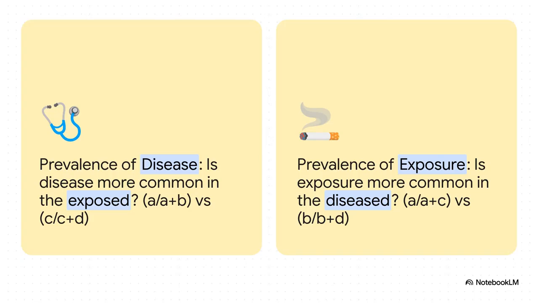And this is where it gets interesting, because you can look at this snapshot from two different angles. On one hand, you can ask, is the disease more widespread in the exposed group than in the unexposed group? You're comparing the prevalence of the disease. Or you can flip the whole question around and ask, is the exposure more common in people who have the disease than in people who don't? See? Either way, you're looking for a connection, an association, in that one frozen moment.